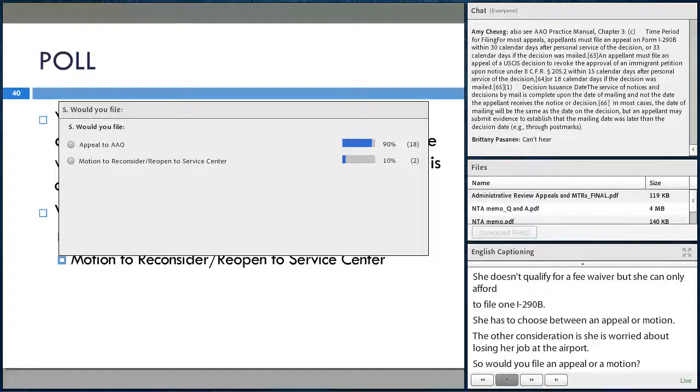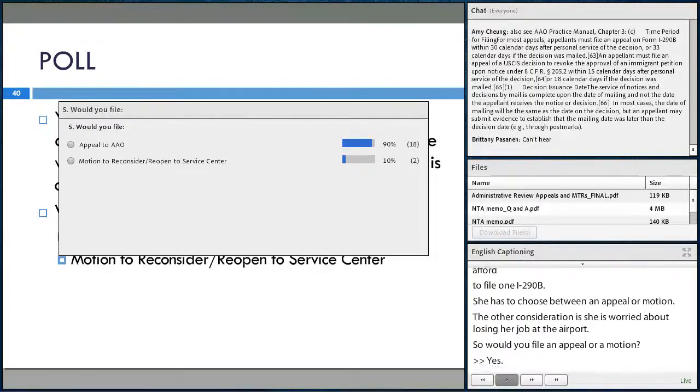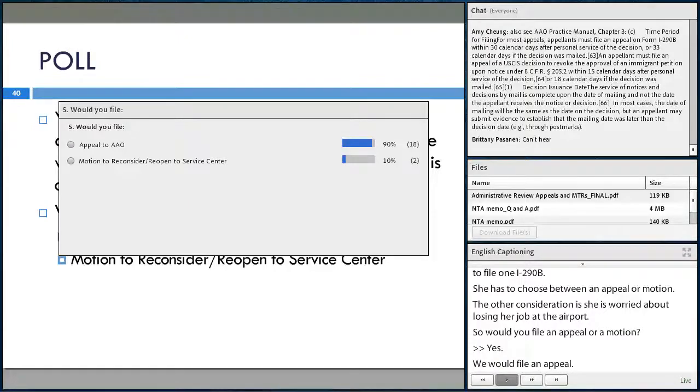Great. So yes, we would file an appeal. And why would we do that? So in addition to all the considerations about wanting a different adjudicator, knowing that the AAO is generally better at understanding legal arguments, there's also the consideration of your client.